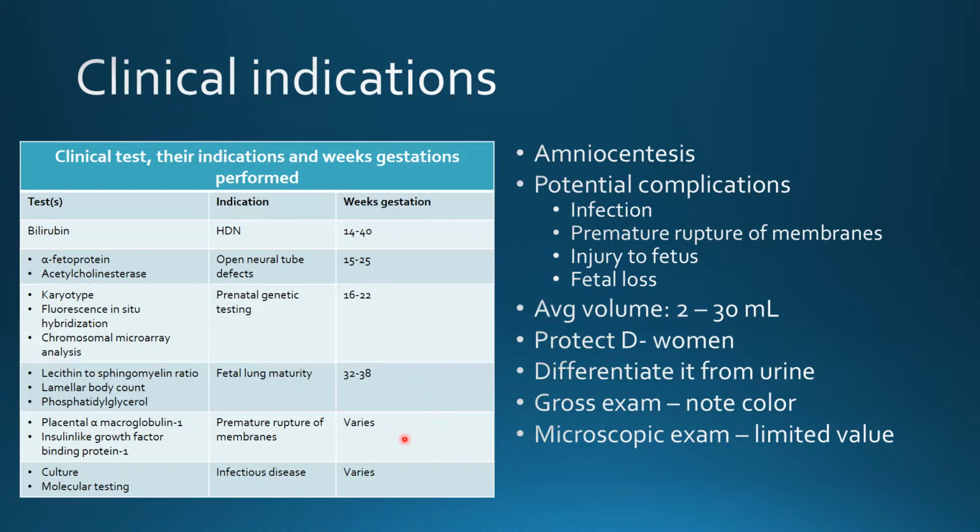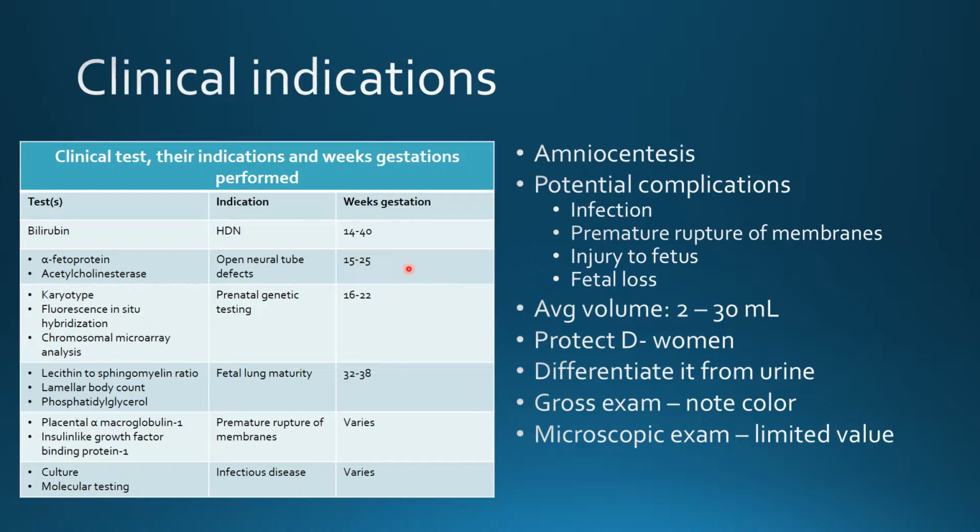Rupture of membranes, we look for those markers that are unique to amniotic fluid. This is actually done in different areas. We can do cultures if we suspect that there's an infection that will require the infant to be born early. And then these are some of the genetic testing. We don't do these in the clinical laboratory, so these would be sendouts.